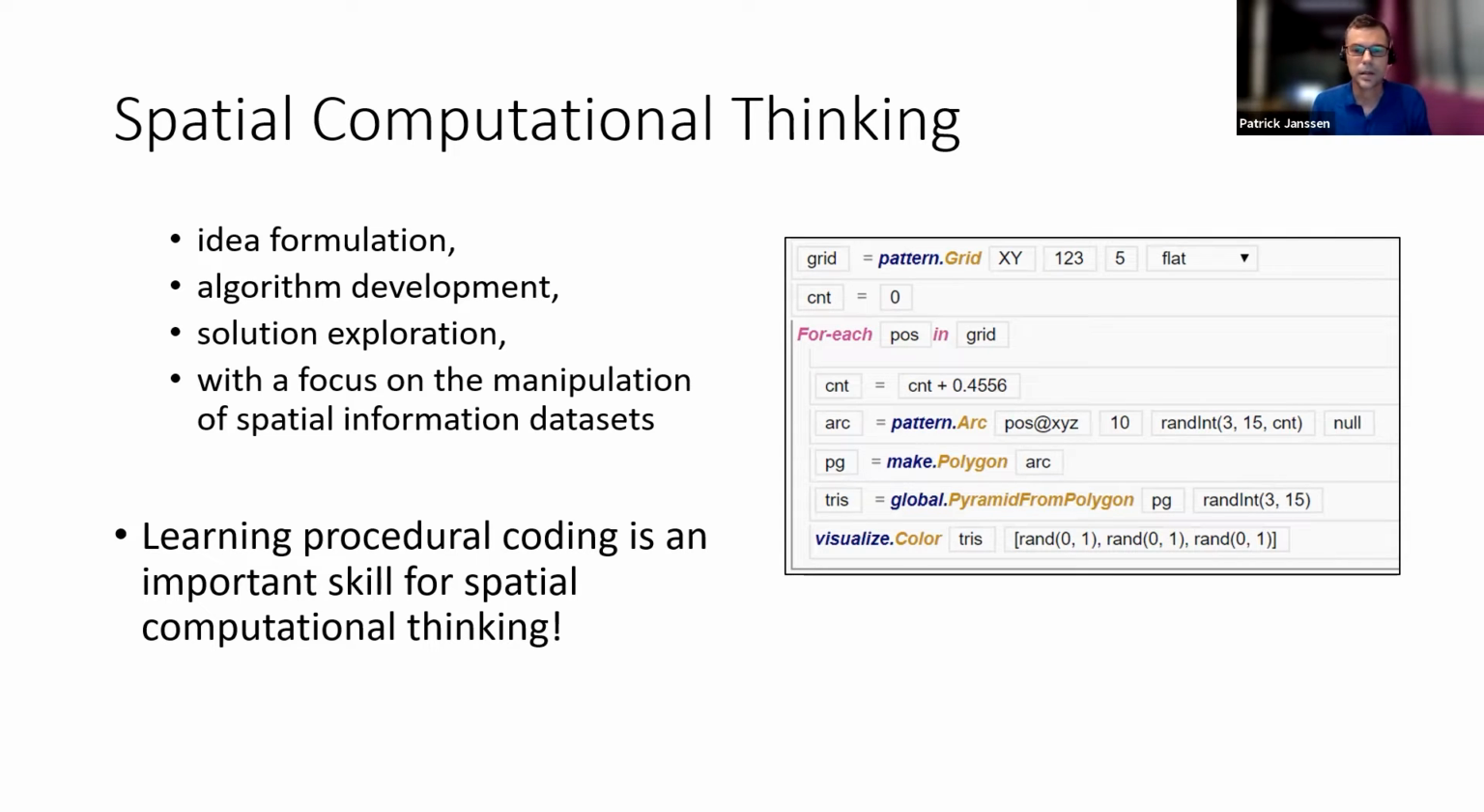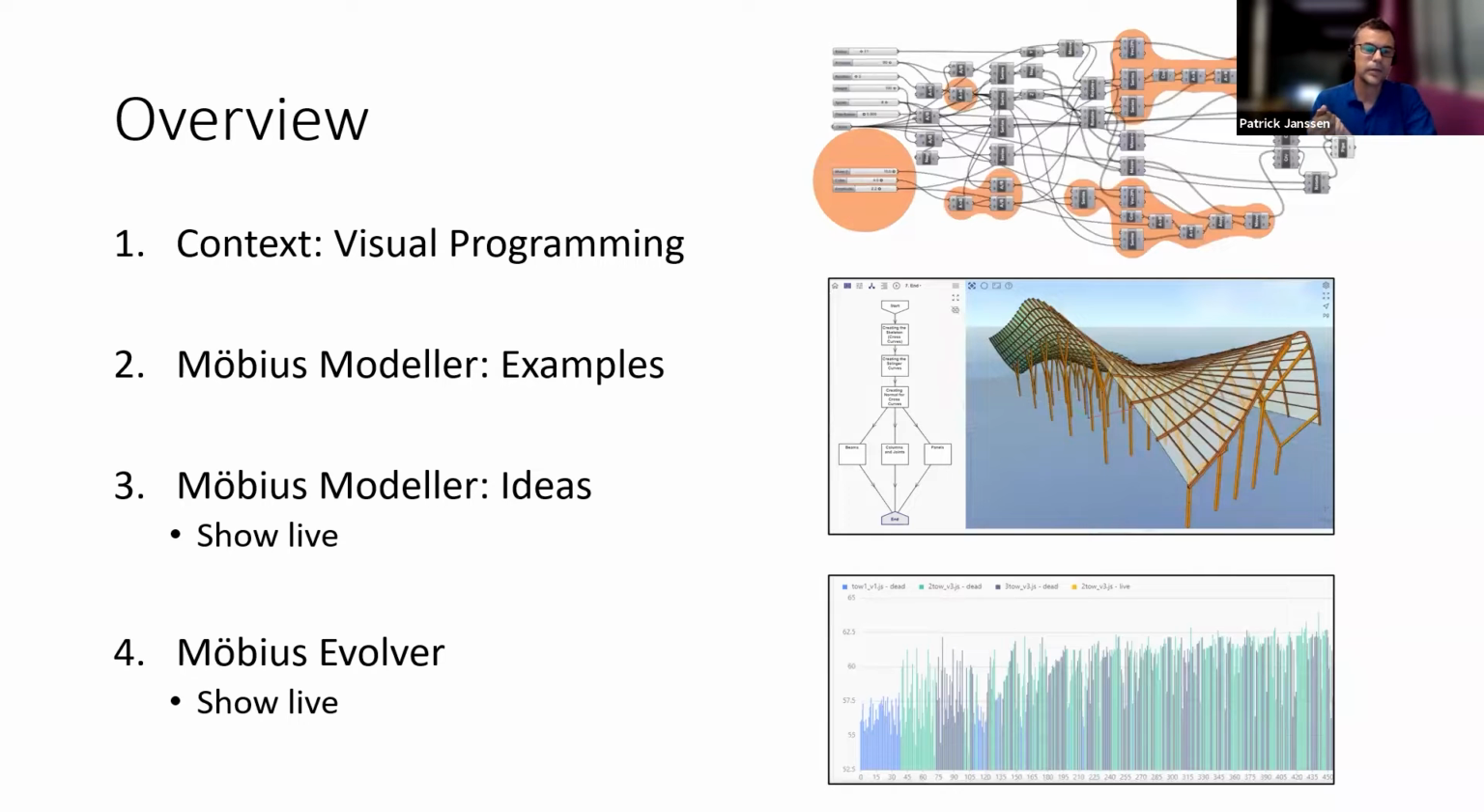So in this presentation today, there's a few things I'm going to try and cover. So first, when we are talking about coding and design, we have to comment on Grasshopper, because that is the big guy in the room. And then I'm going to give a very short context on visual programming, and then just show some examples of the kinds of things that students have done in Möbius Modeler.